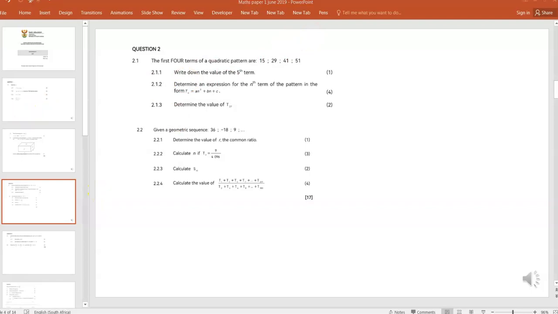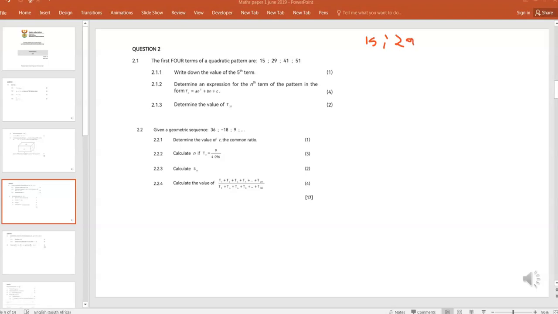So the second question, it's my favorite section, arithmetic sequence. So let's quickly go through this now. They're giving us a quadratic equation. So basically we know whenever you see quadratic, you must think about the second difference. So whenever you see the word quadratic, think about the second difference.